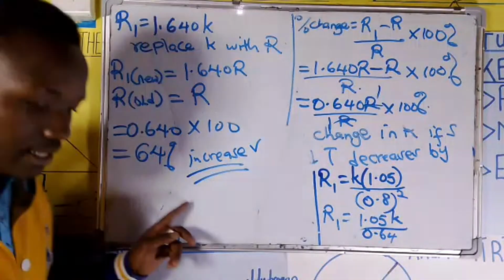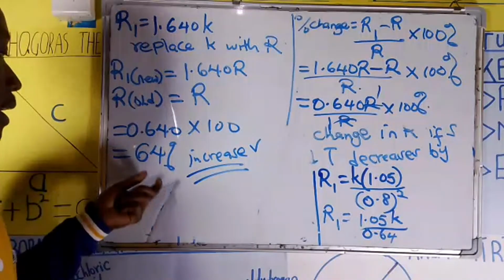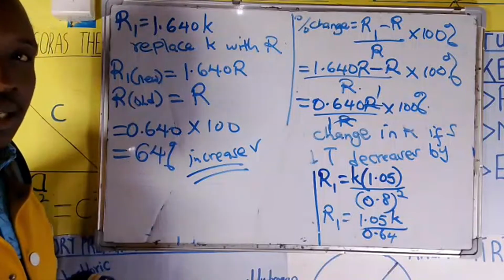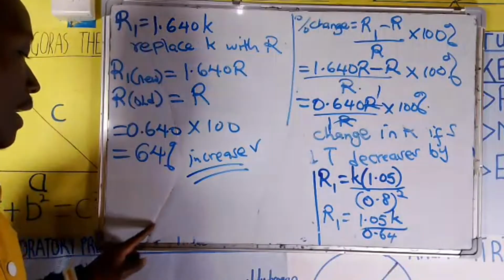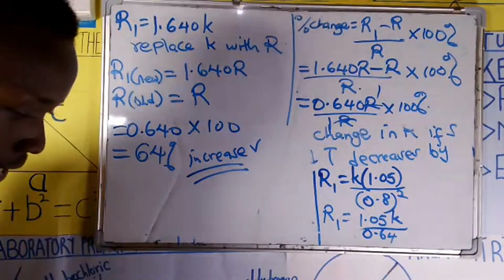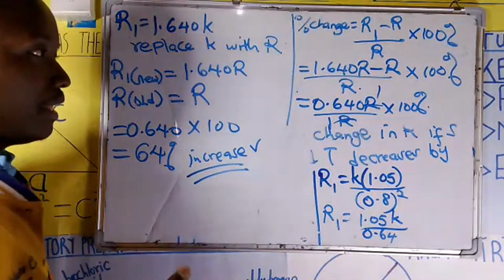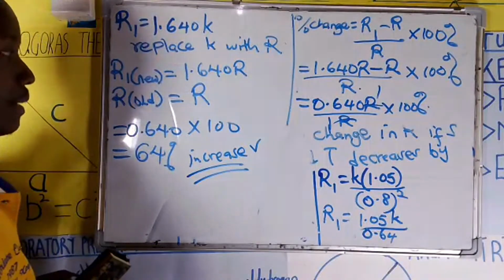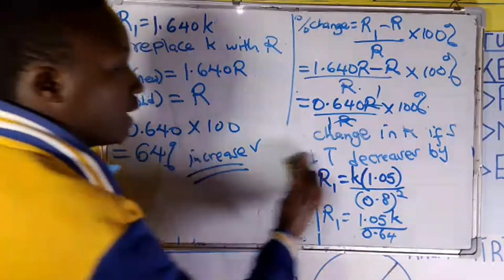Why are we saying 64% increase? We say increase because it is positive. But if it was negative, we would say decrease. So we are saying increase because it is positive. If it was a negative, we would say it is a decrease. So that is one example. At least we have done a recap of yesterday's work. I want us now to continue doing these questions on percentage. Let us proceed to question 2. I hope you are done writing this one down.